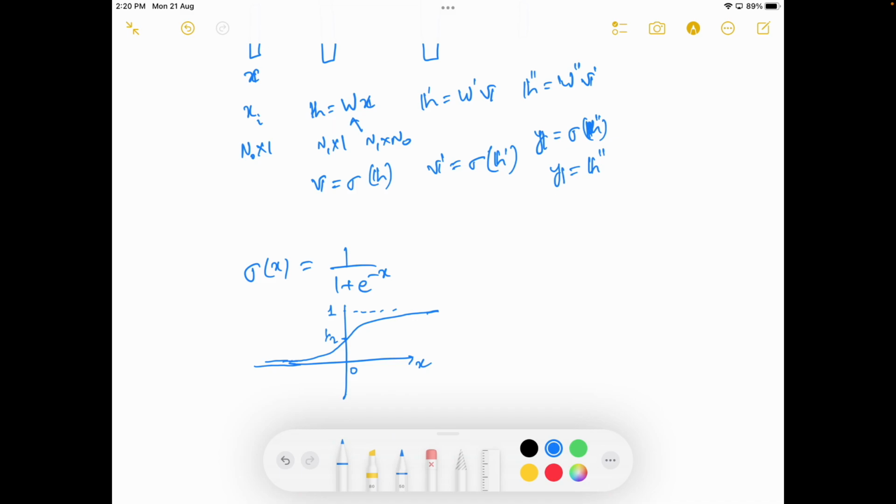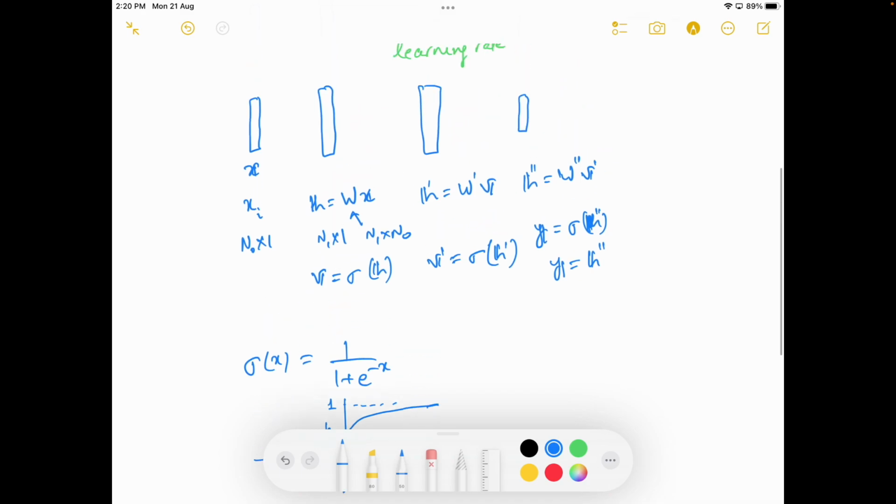learning. Why is it called deep? Because when you have multiple layers, the network becomes deeper and deeper and deeper. And that's what is called a deep neural network. All right? Any questions?